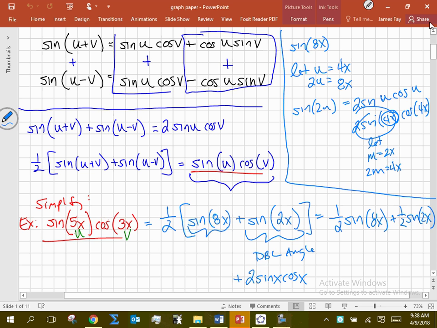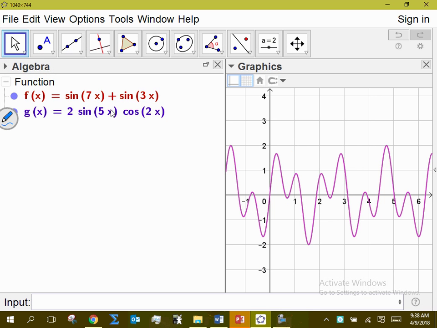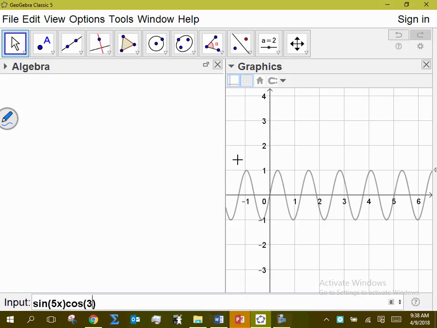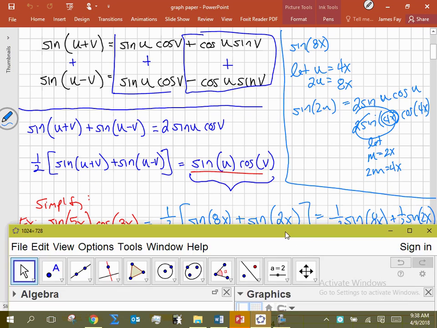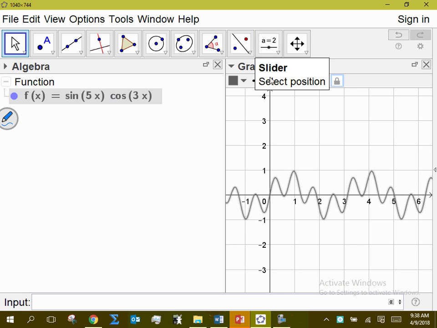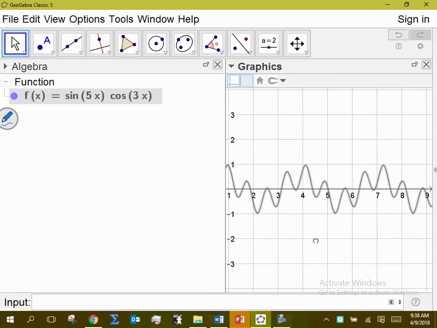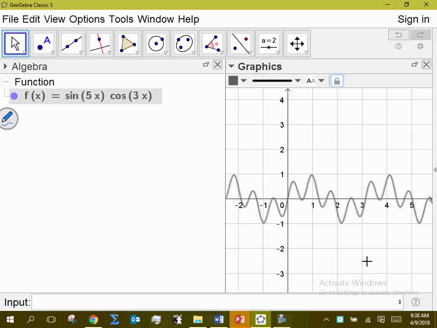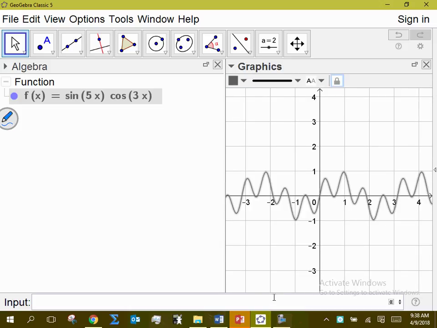Okay. How can we check this? We should always be able to graph these things. So what do we start with? Sine of, was it 5x? Cosine of, was it 3x? Okay, so we start getting that kind of ugly curve, but you see that's periodic because that's what sine and cosine curves do, right?